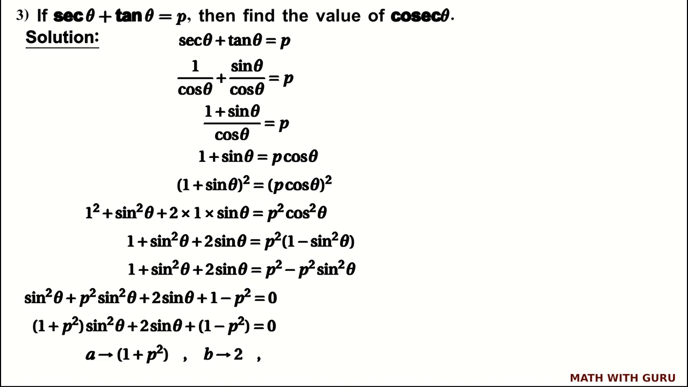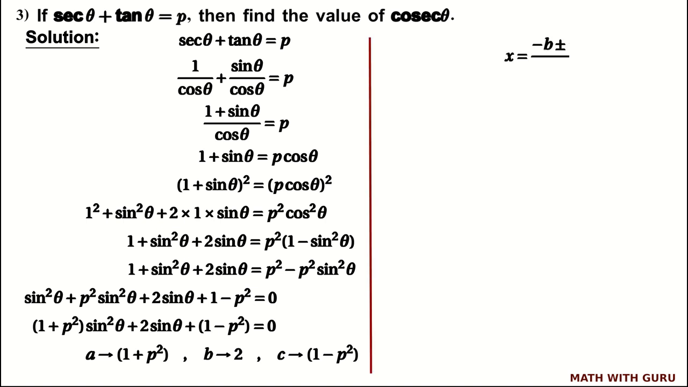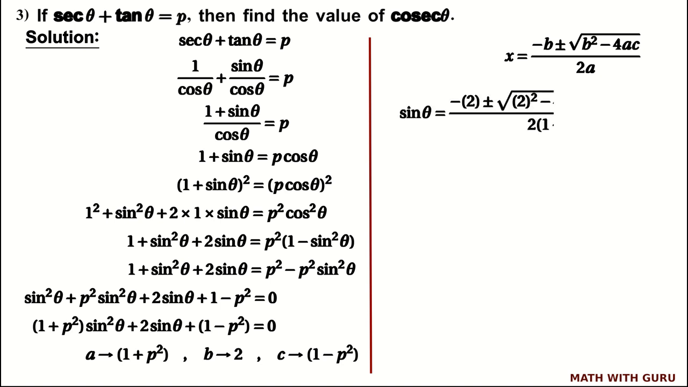Let us solve this using the formula. A is 1 plus p squared, b is 2, c is 1 minus p squared. Quadratic formula is given by x equals minus b plus or minus root of b squared minus 4ac, divided by 2a. Sin theta equals minus 2 plus or minus square root of 2 squared minus 4 into (1 plus p squared) into (1 minus p squared), divided by 2 into (1 plus p squared).